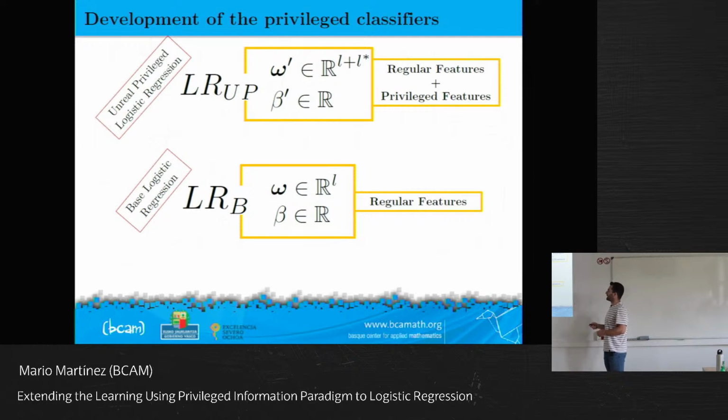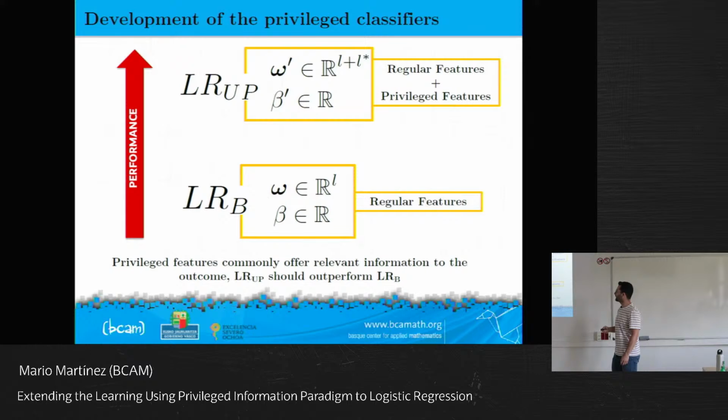So this model is unreal. It cannot be implemented in the real world because we are treating privileged features as regular features. It's like an upper bound. And obviously, privileged features commonly offer relevant information to the outcome, so LRUP, the unreal privileged model, should outperform the base classifier.